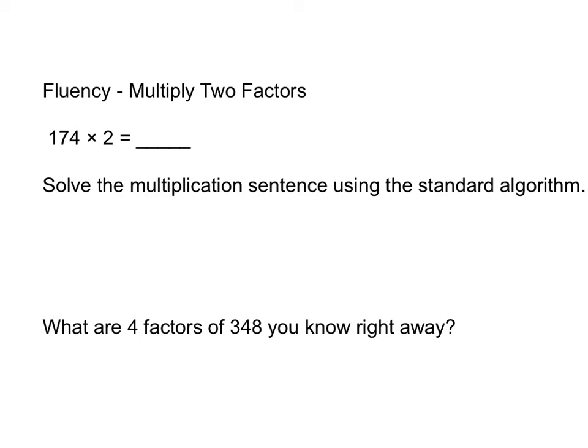All right, we are going to look at multiplying two factors. We're going to multiply 174 times 2. So when we do that, we're going to use the standard algorithm. So we're just going to write it on out.